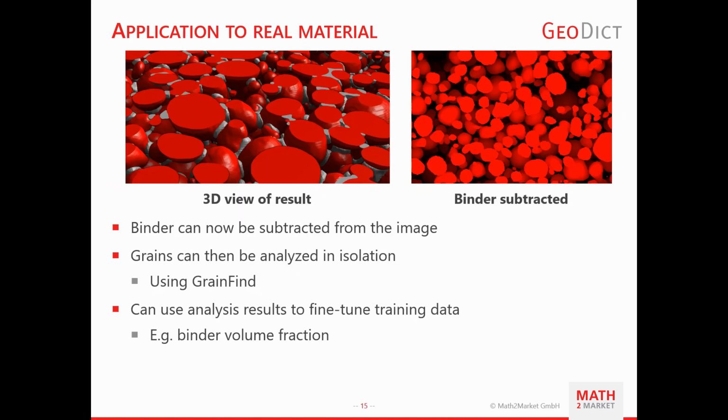Now on the left-hand side we can again see the result in a 3D view this time, and we can see that the network has delivered a plausible binder segmentation even for difficult situations such as the 4 grains touching towards the upper right corner of that left-hand image. And of course what this enables us to do is now we can subtract the binder from the image, which is now trivial to do because there are 2 different material phases, and we end up with isolated grains which can then easily be analyzed, for example using GrainFind or the other analysis modules in Geodict.